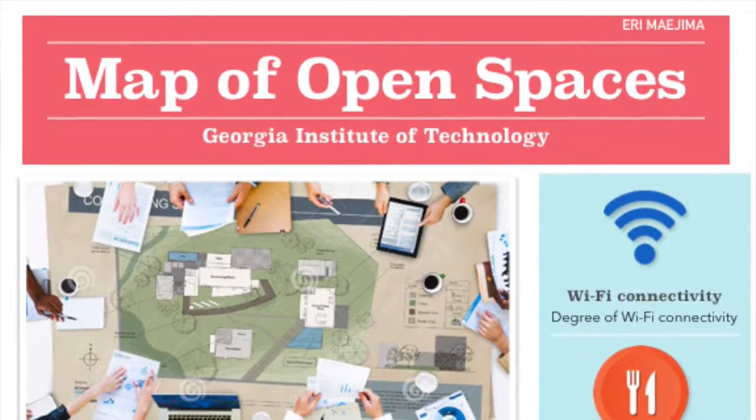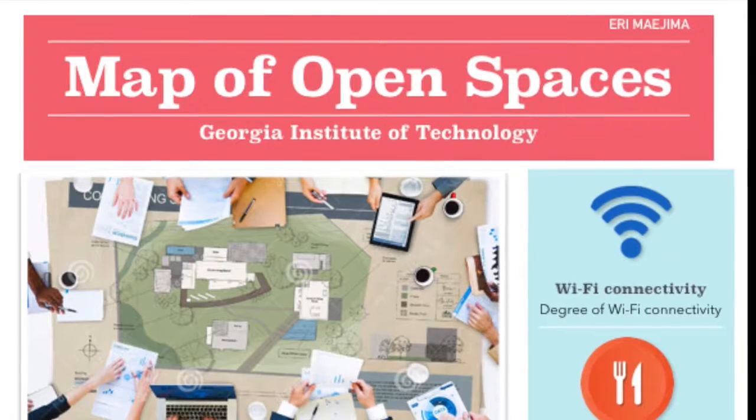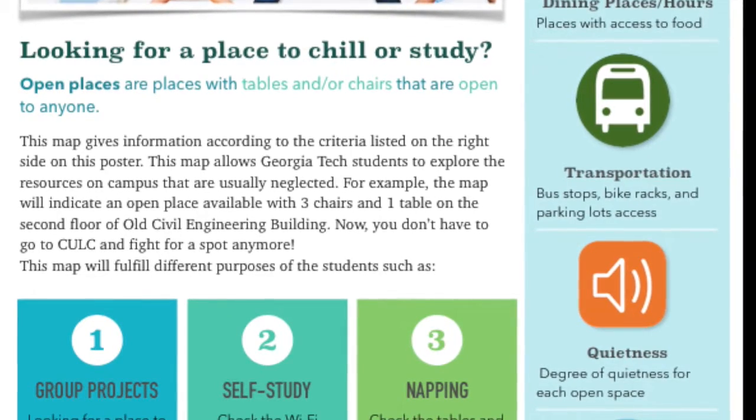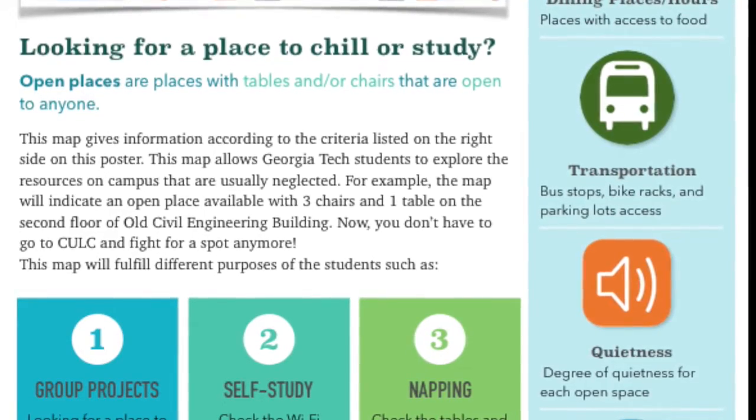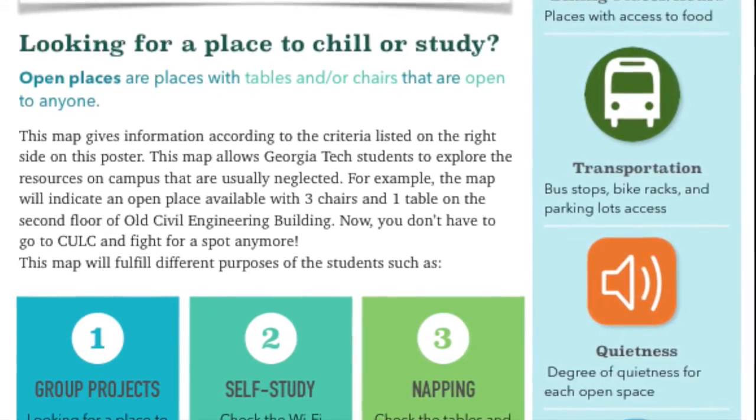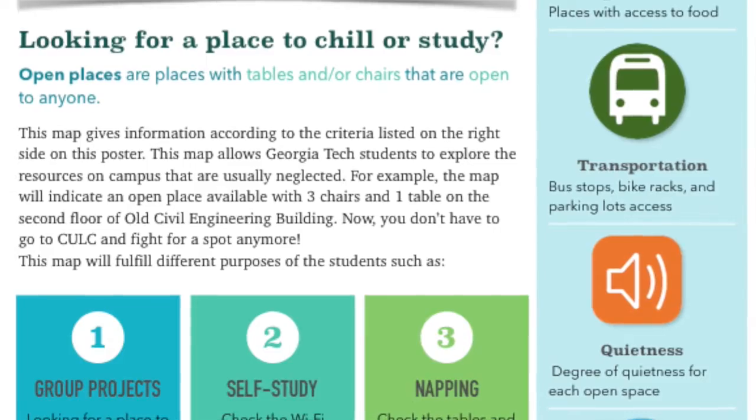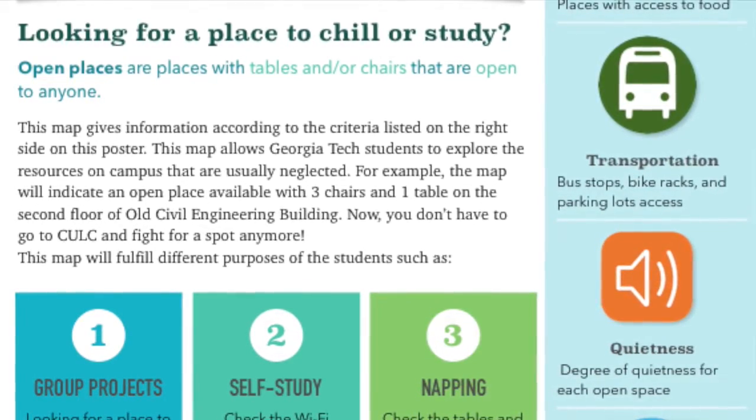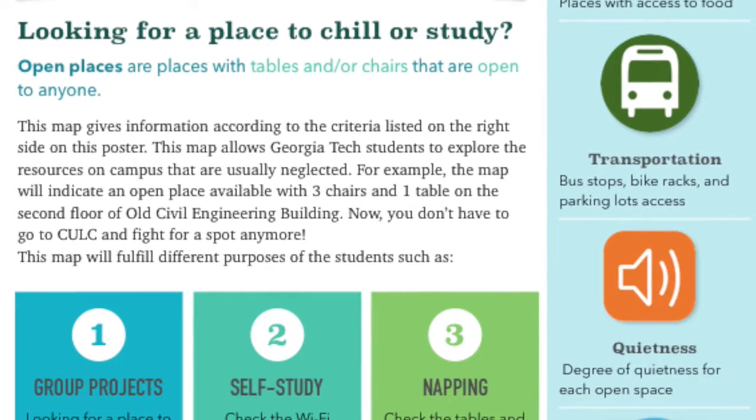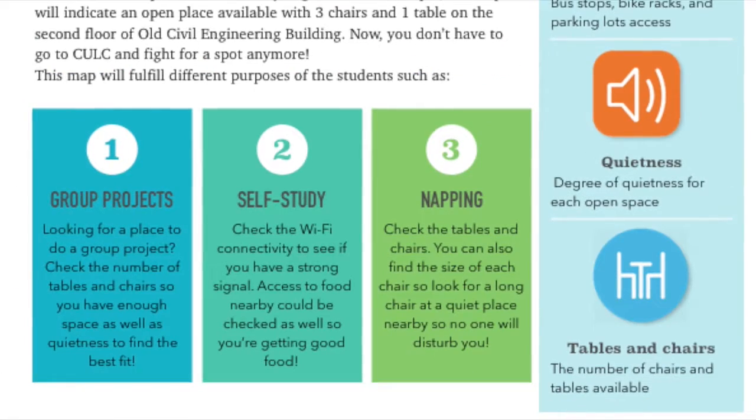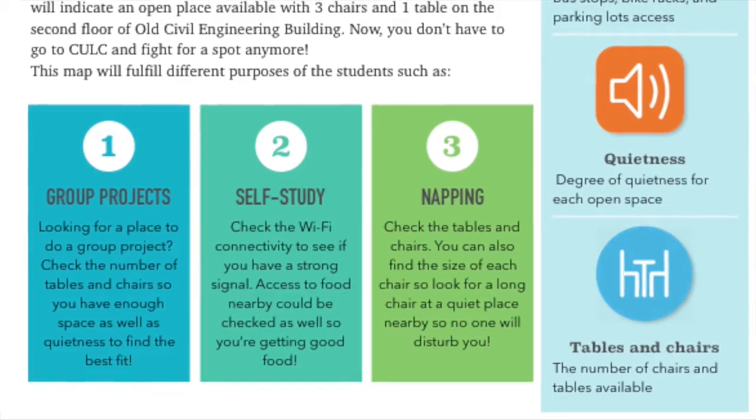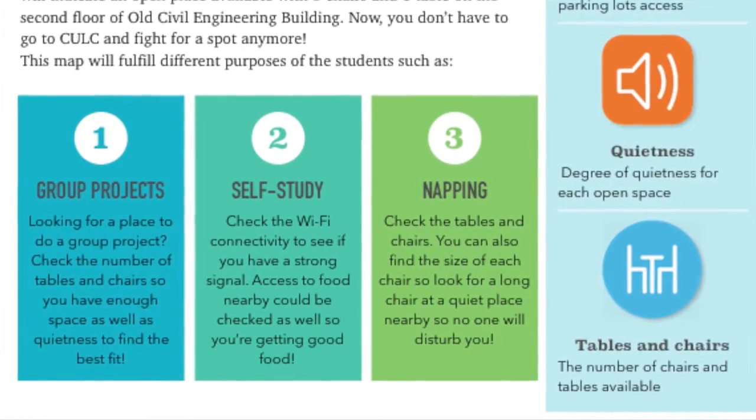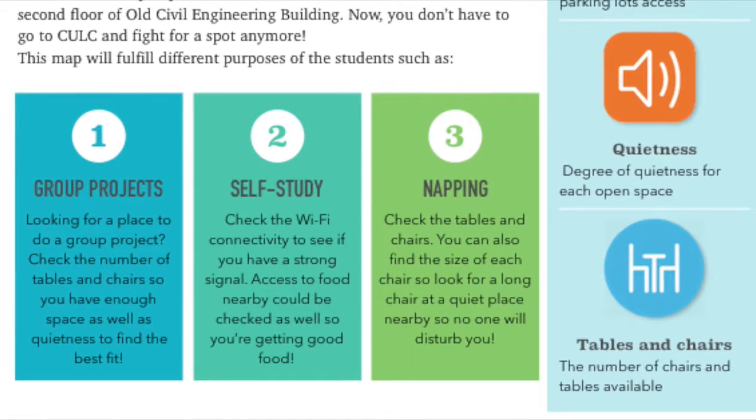I made a map of open spaces on campus. By open spaces, I mean the spaces with chairs or tables that are open to anyone. I made this map so that Georgia Tech students can explore the resources that are usually neglected on campus. This map will fulfill different purposes of the students, such as doing group projects, self-studying, or napping.